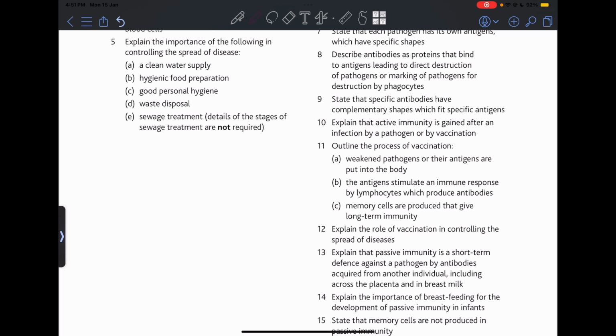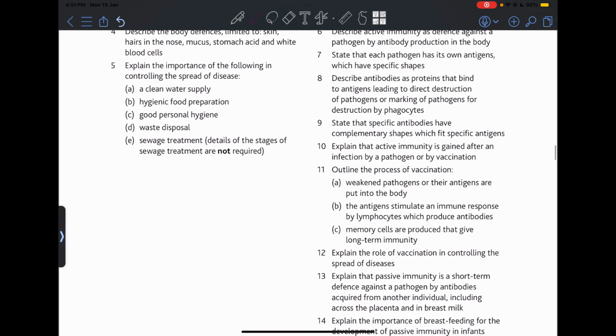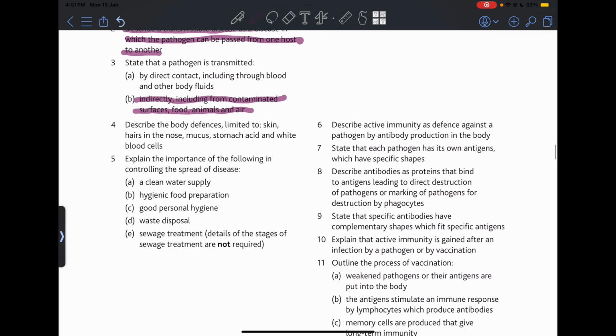Sewage treatment, details are not required. So sewage treatment is treating the water from the sewage, removing the bacteria, chlorination. This stuff was required last syllabus, but now it's not required.